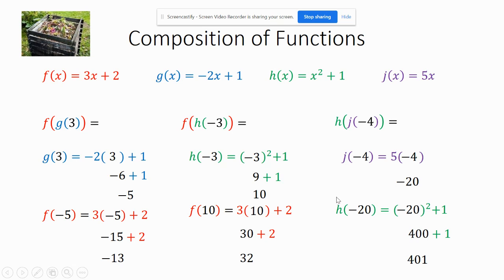This is composition of functions. And notice, you start inside the parentheses and do that first. And what is written first is actually done last.